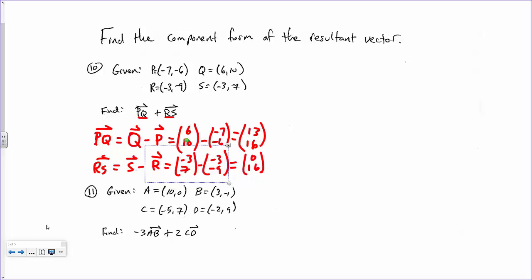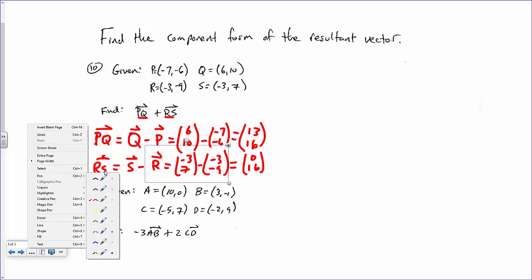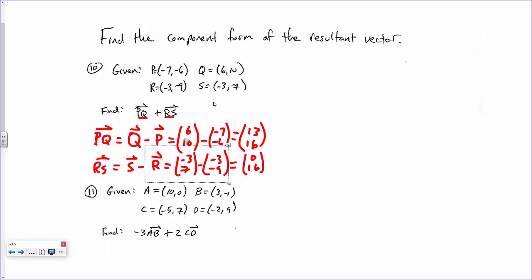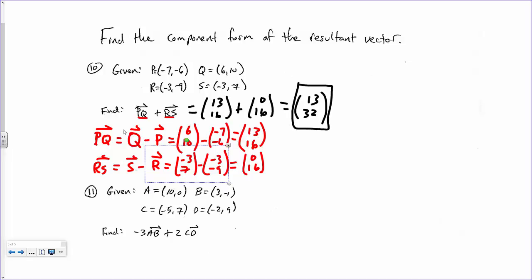Okay, so finally we can get this answer. We will just take these two together, add them. So PQ I told you is 13, 16. We're going to add RS, which is 0, 16. 13 plus 0 is 13. And 16 plus 16 is 32. So this is your answer when you add these two together. Okay, that's number 10.